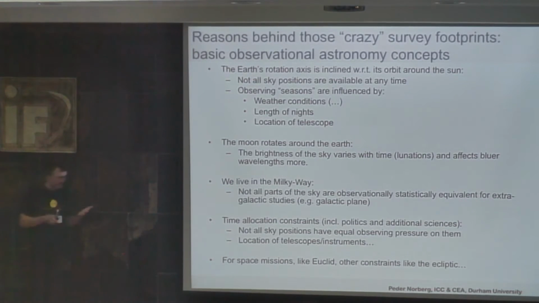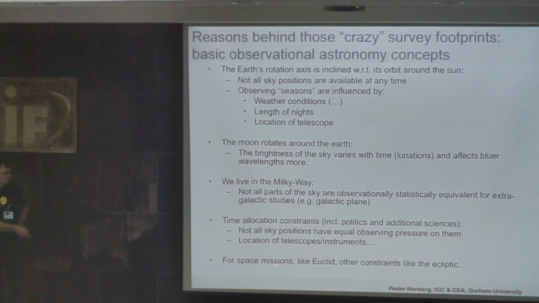So I'll just give you an example of GAMA. We have 3 fields in the north. Not because we wanted 3 fields, but because the allocation we were given was more time than we wanted in a given year, but less overall time than we wanted. So you're stuck with that. So you have to deal with these things.